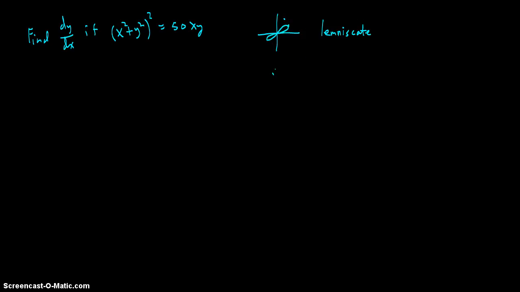And finding dy/dx means we're going to be finding the slope of the tangent line at a given point. Even though this graph is not a function of x because it doesn't pass the vertical line test, we will be assuming that y is a function of x here.